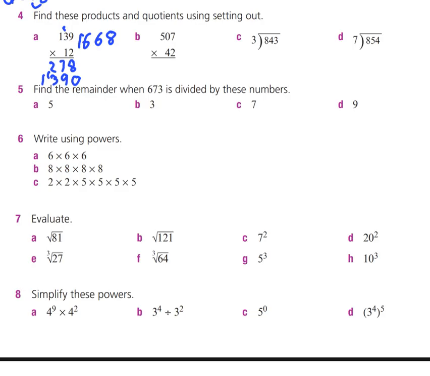For this one, let's do them all by the 2 first. 2 times 7 is 14. 0 times 2 is 0, plus 1 is 1. 5 times 2 is 10. That's 0. 7 times 4 is 28.